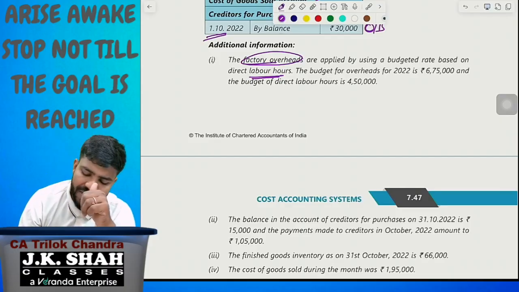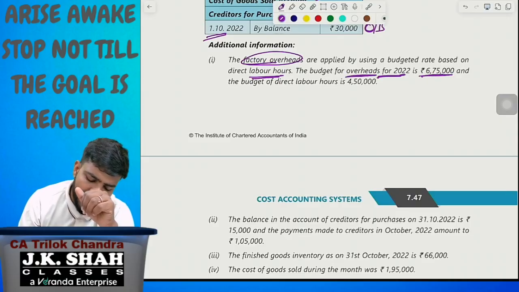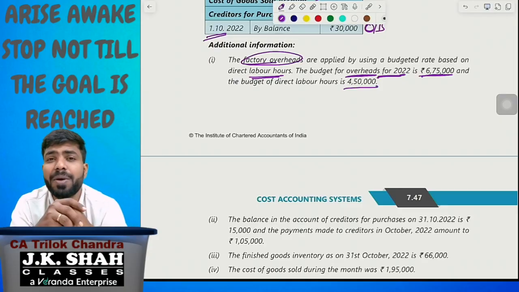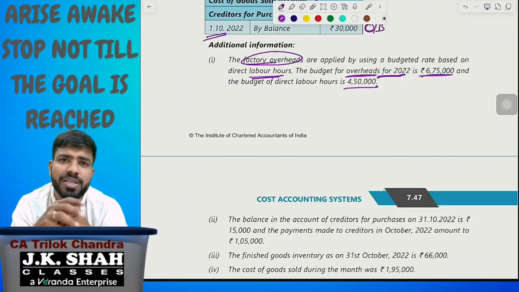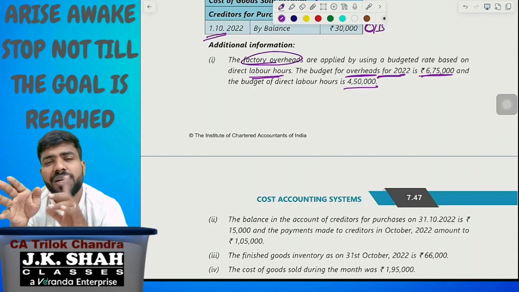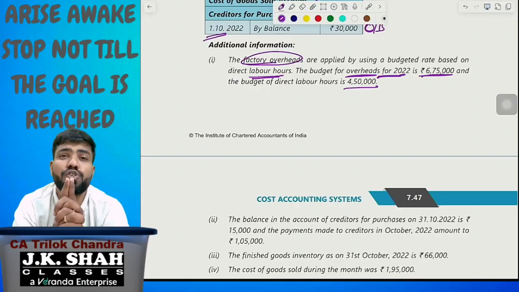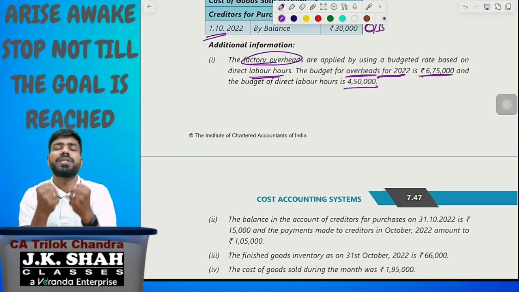Look at this. The budget for overheads for the year 2022 is 6,75,000 in total, and the budget of direct labor hours is 4,50,000. They have given the budgeted information. We already discussed the concept of under or over absorption, budgeted rate versus actual rate in overheads. Which rate should be used to absorb the overheads? Budgeted rate. We should not use the actual rate. Why?